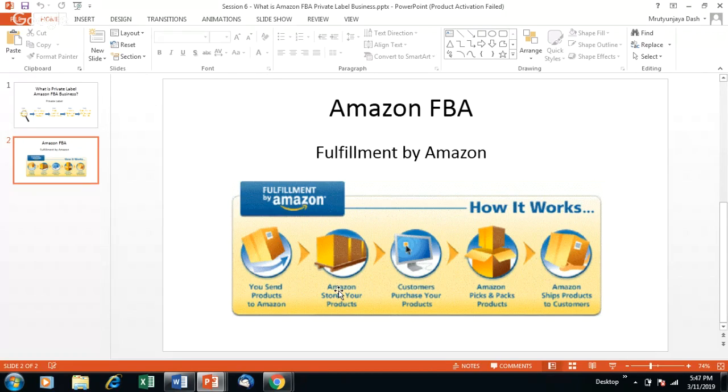Proprietorship, partnership, private limited, or in the case of the US, LLC, all those things. And from a trademark perspective, what is a trademark? Why do you need a trademark? What is a patent? Why do you need a patent? What you should care about. Those are things I'll talk about in the next session.